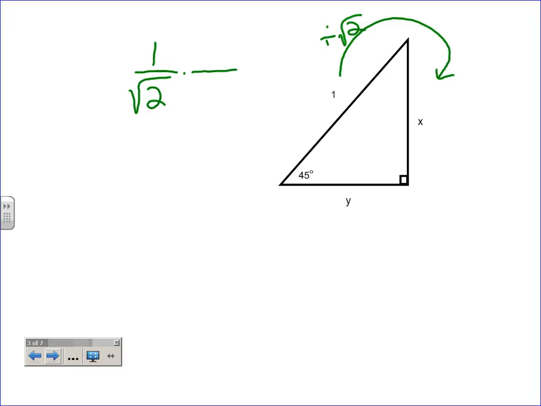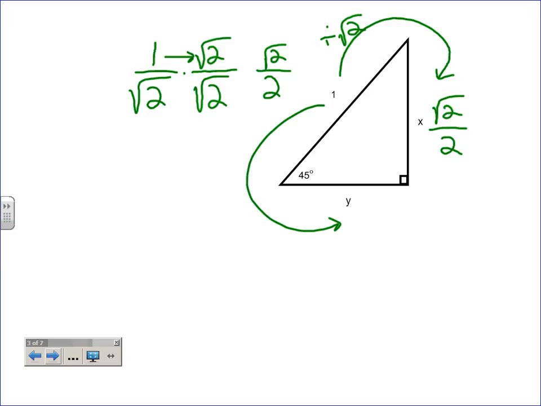Multiply by conjugate, or funny form of 1, which in this case is square root of 2 over square root of 2. Okay. So then if you do the top, it's square root of 2 over, well, the square root of 2 times the square root of 2 is the square root of 4, which is just 2. So this side over here is square root of 2 over 2. So what can you tell me about y? Oh, same thing. Square root of 2 over 2. Because you would once again divide by square root of 2 to get there.